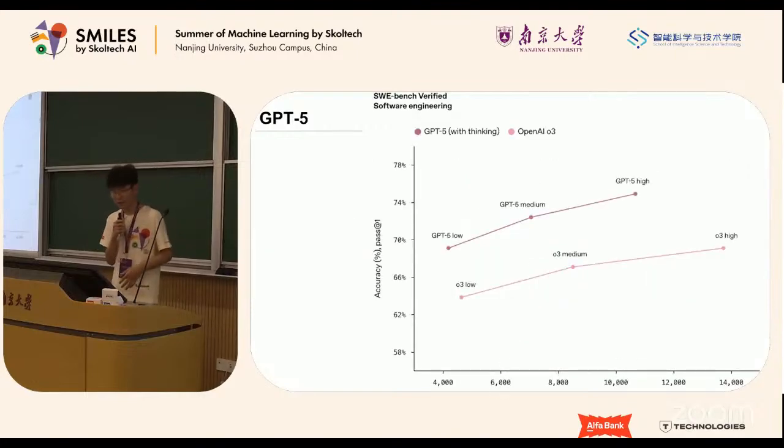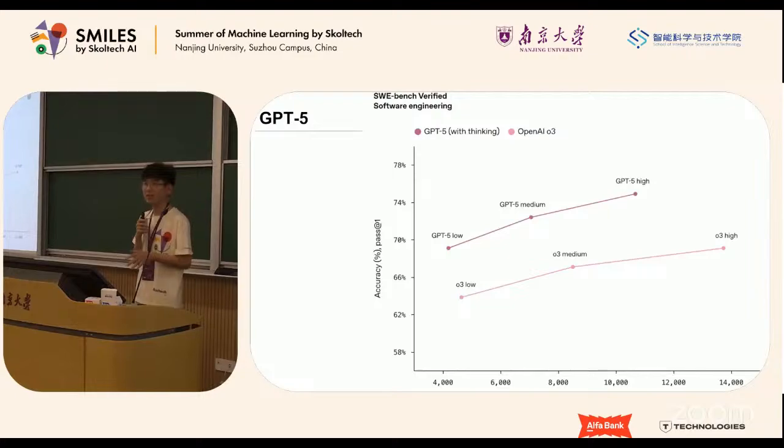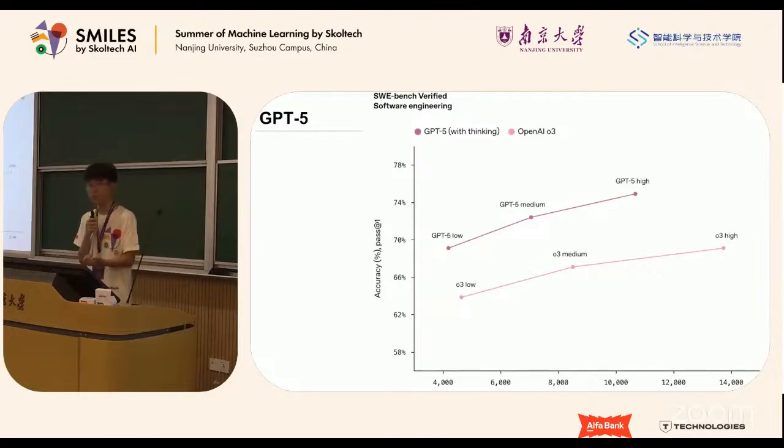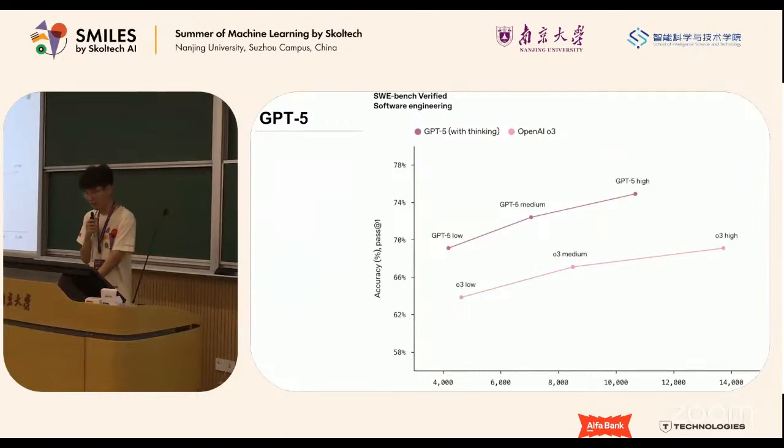This chart illustrates the relationship between the accuracy on SWE-bench Verified and the average number of output tokens for GPT-5 and OpenAI o3. Both models show a clear scaling curve, and as we increase the thinking budget, we can see obvious performance improvements. GPT-5 maintains higher performance across different thinking budgets on SWE-bench Verified, which is a software engineering coding benchmark.